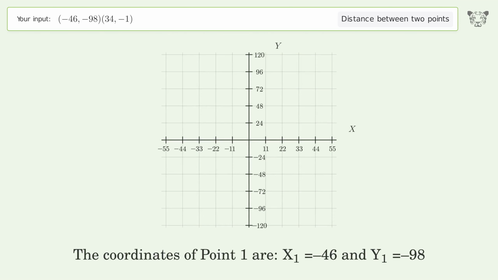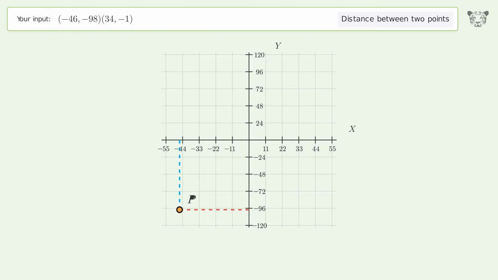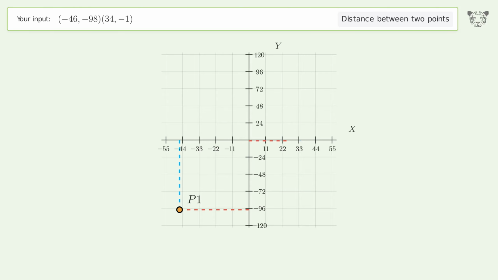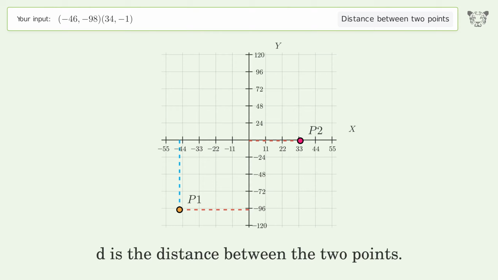The coordinates of point 1 are, x1 equals -46 and y1 equals -98. The coordinates of point 2 are, x2 equals 34 and y2 equals -1. D is the distance between the 2 points.